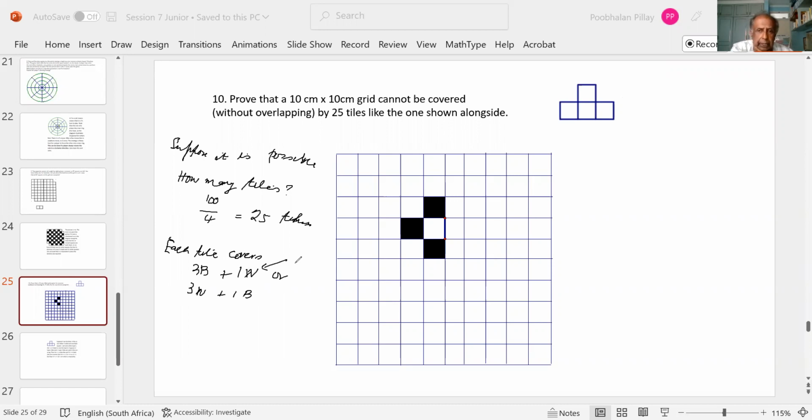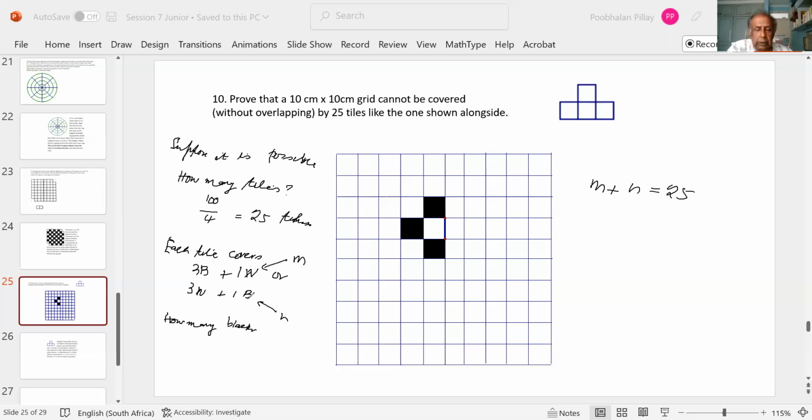Suppose you've got M of this type, and suppose you've got N of this type. By type, I mean M tiles which cover 3 blacks and 1 white. So how many blacks altogether? This means that if you've got M of one type and N of the other type, they will add up to 25, because you are covering the whole thing, right?